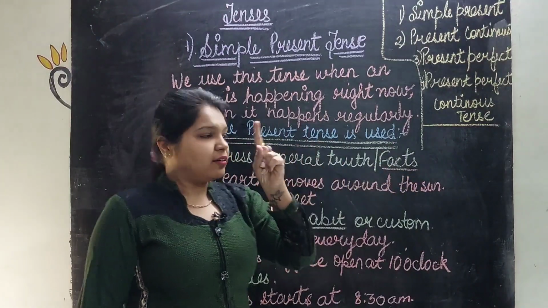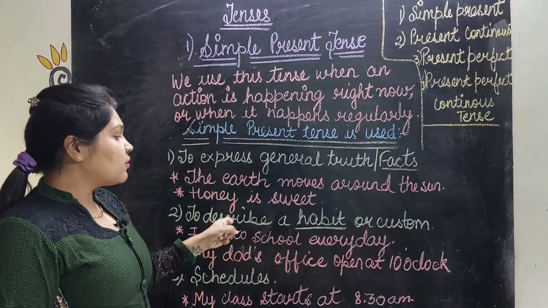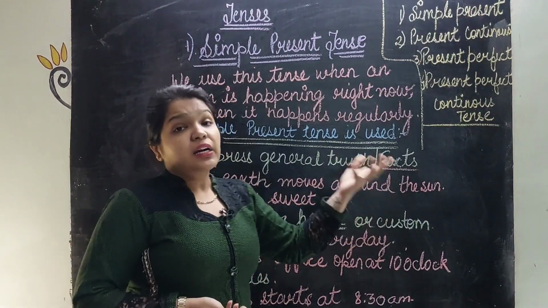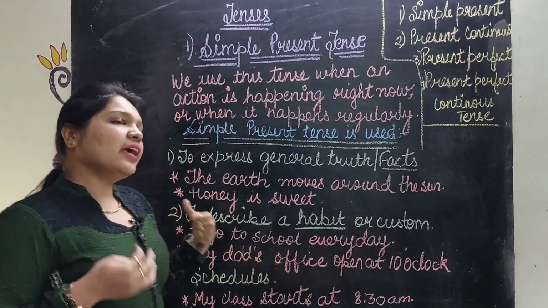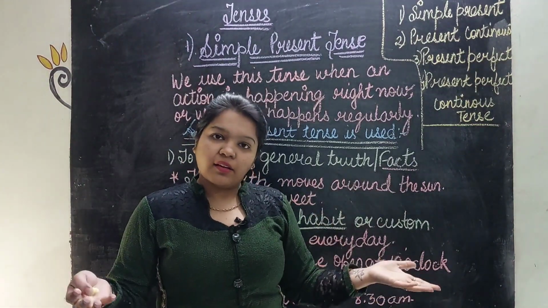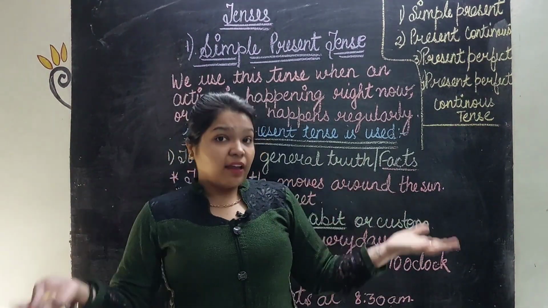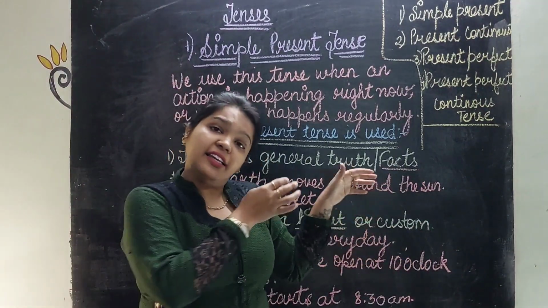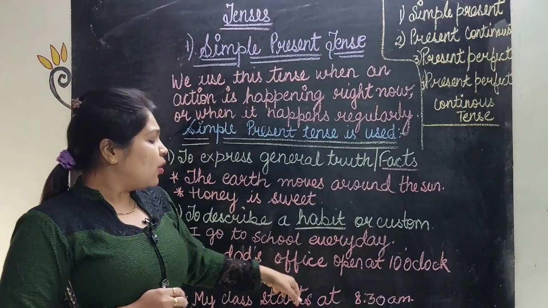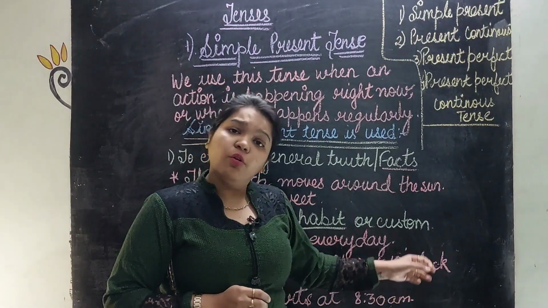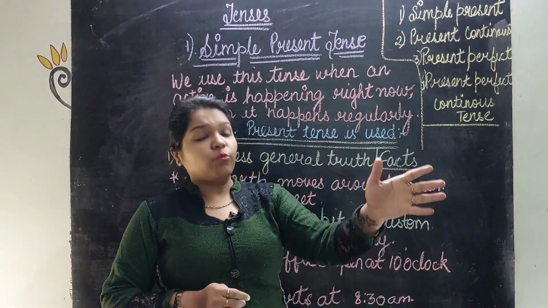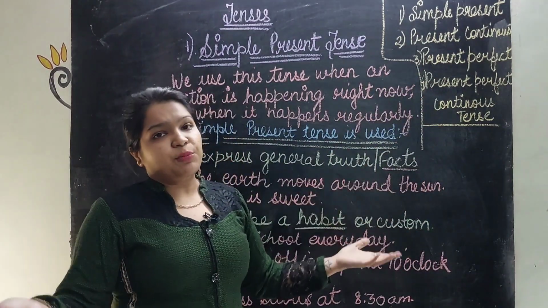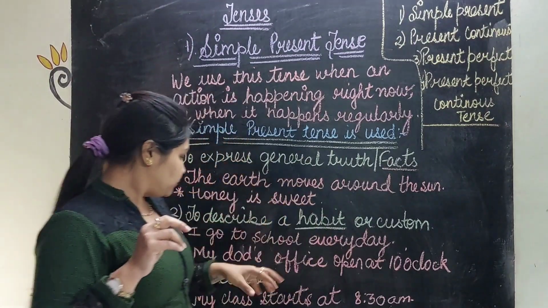It is a fact. Second one, to describe a habit. Means what habit I have or custom. Like, I go to school every day. I eat my lunch or dinner every day. Means this is my habit. I do it daily. My dad's office opens at 10 o'clock. Means it always opens at 10 o'clock. It can never open at 10:30. It is a habit or the custom.